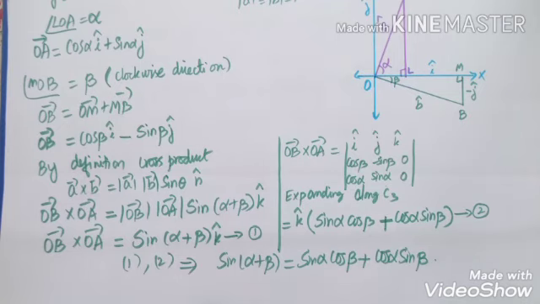Now I am giving you an assignment. Try cos(alpha plus beta). It is there in the textbook example. Try it yourself. Thank you.